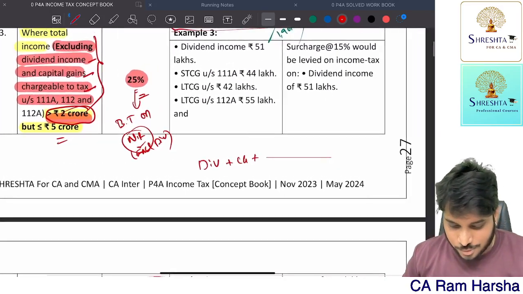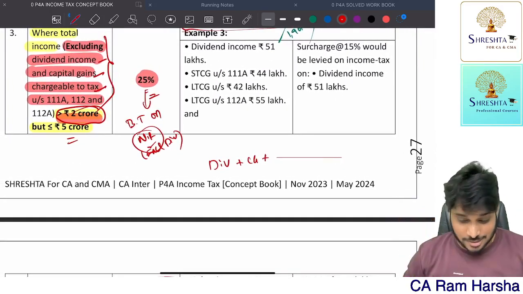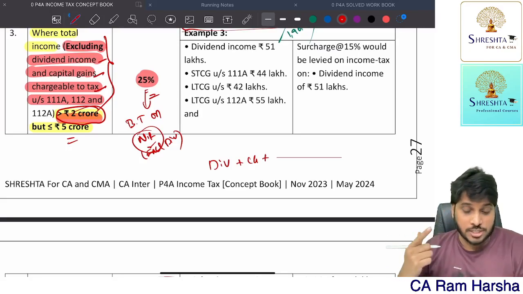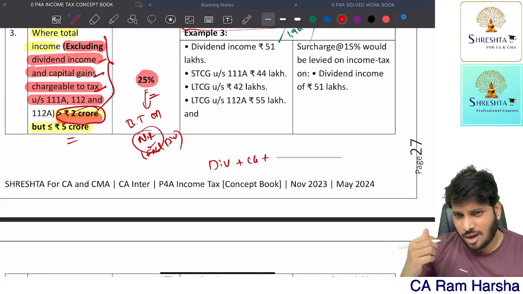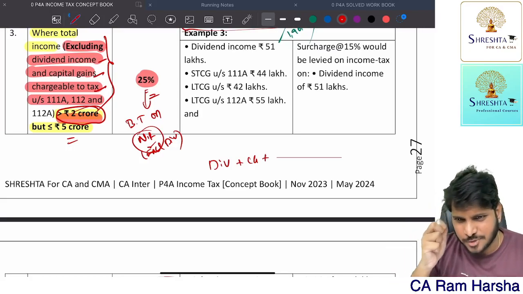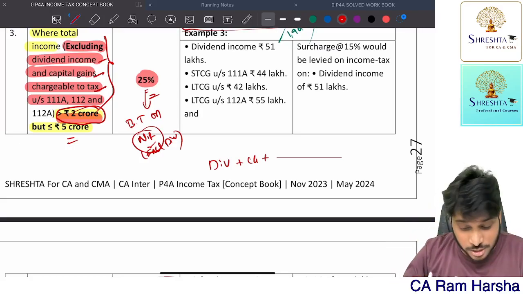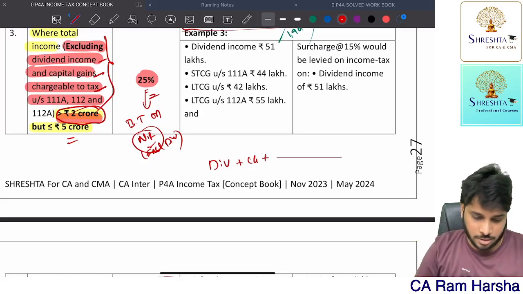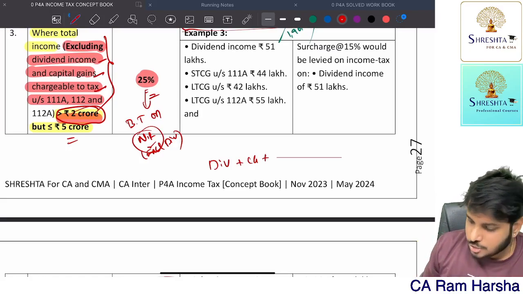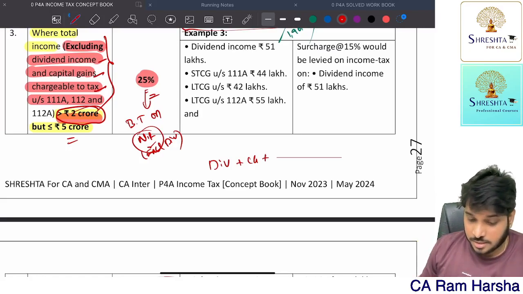Now let's look at the example. How complicated is the computation of taxes. I'll give all the logics. If the same question comes in the exam, more than 60-70% of the students cannot write properly because they don't understand this computation clearly.